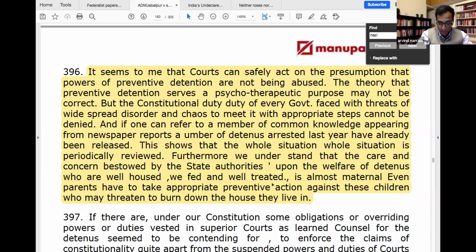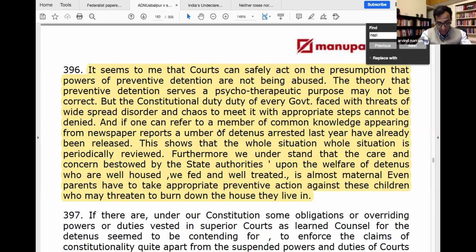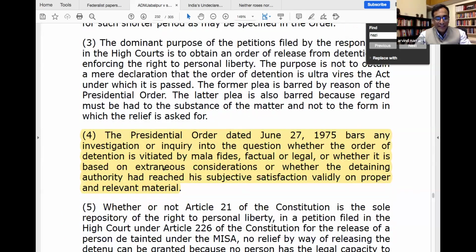And finally, they conclude. What do they finally conclude? Which is the key part as far as we are concerned, is on 232. So please continue reading.